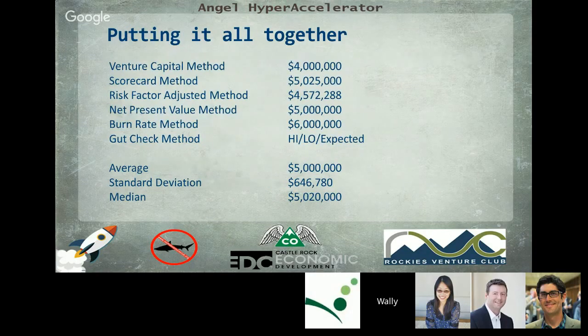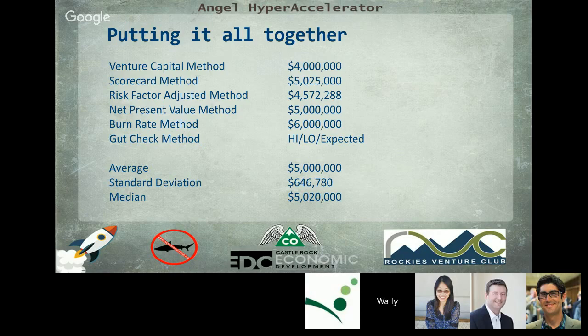So now we've done these 5 different methodologies. We put them all together. So we've got different values for each of these things. And here we've got an average of $5 million with a standard deviation of 646 and a median of just a little over 5 million. So what this tells us is our negotiating range here is pretty much $4.5 to $5.5 million. So if I'm an investor, I'm probably going to start offering at 4.5, and if I'm an entrepreneur, I'll start at 5.5, and then we'll go in and negotiate things from there.